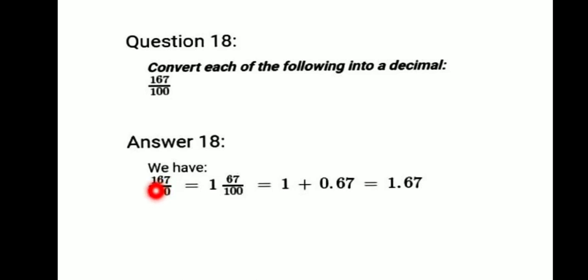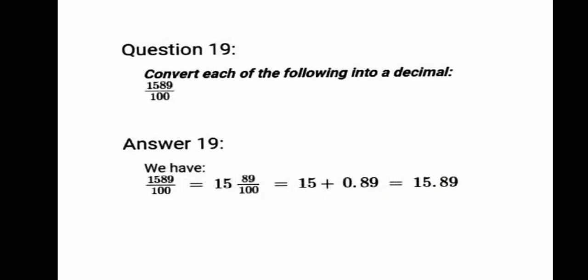the decimal point before 2 digits, because here there are 2 zeros. According to the zeros, you can put your decimal point before 2 digits. Okay, so you put your decimal point before 2 digits, and the answer should be 1.67. Understand? It is also done in this way. It is also an easy method. So the next question is question number 19, and here convert each of the following into decimal.